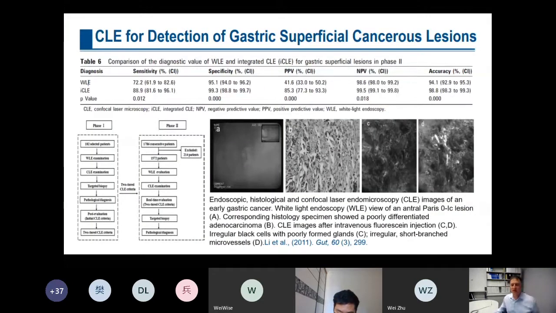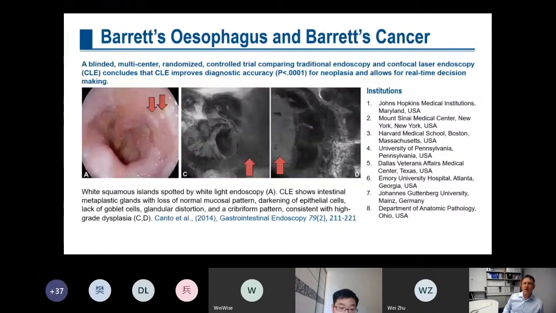A large trial conducted at Shandong University in Jinan, looking at the ability of the endomicroscope to detect gastric superficial cancerous lesions, was conducted. It was found to have a higher sensitivity, specificity and accuracy for identifying early gastric cancer than white light endoscopy alone. Another large multi-centre international clinical trial looking at Barrett's cancer had similar findings with improved diagnostic accuracy, and the technology enabled real-time decision-making during endomicroscopic procedures.